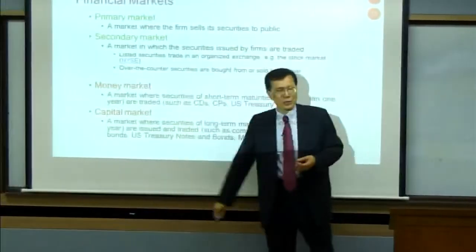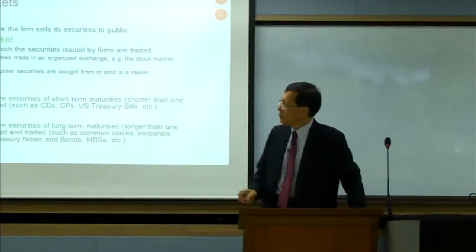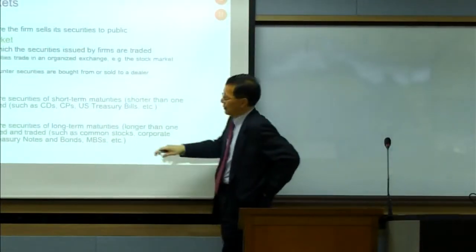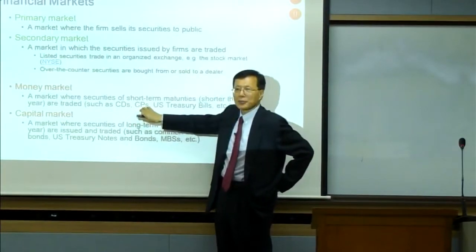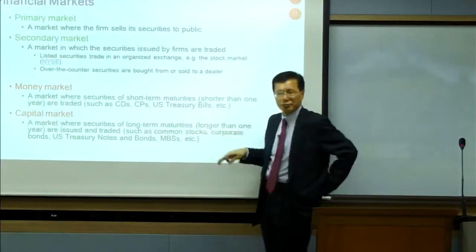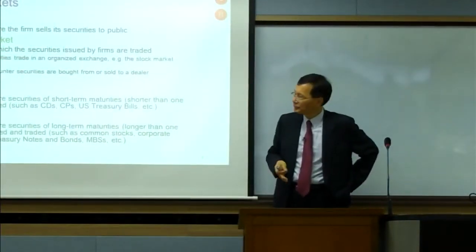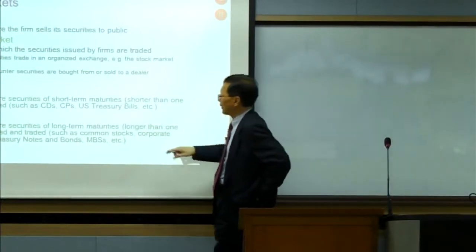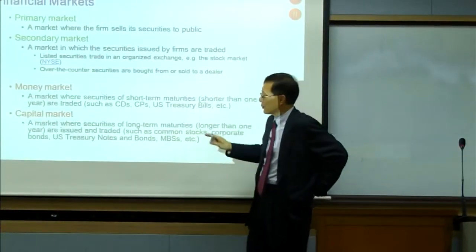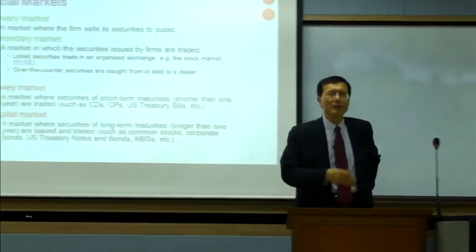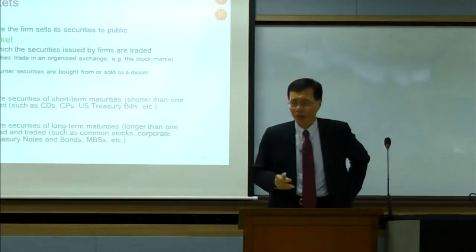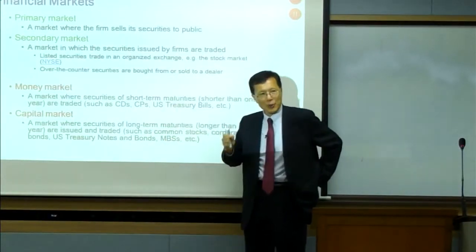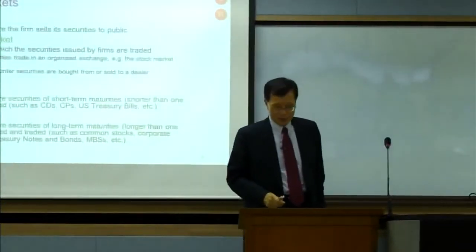Another classification of the financial markets is the money market versus the capital market. Money market is for short-term securities, shorter than 1 year maturity, such as CDs, certificates of deposit, CPs, commercial paper issued by firms, treasury bills, some short-term securities. Capital market is where securities of long-term maturities are traded, such as common stocks, corporate bonds, U.S. Treasury notes and bonds. Most of the bonds have maturity longer than 1 year, so they are capital market instruments. The ones shorter than 1 year maturity are called money market instruments.